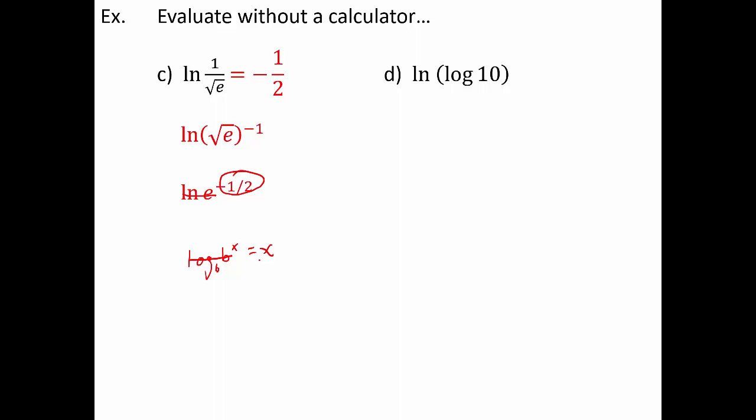Finally, ln of log of 10. Follow the order of operations. So we'll start by evaluating the inside first, inside the parentheses first. Log of 10, that's a common log. Just count the zeros. So log base 10 of 10 is going to be 1. And then our next layer would be ln of 1, and ln is a logarithm, and as we said before, any logarithm evaluated at 1 will always be 0.